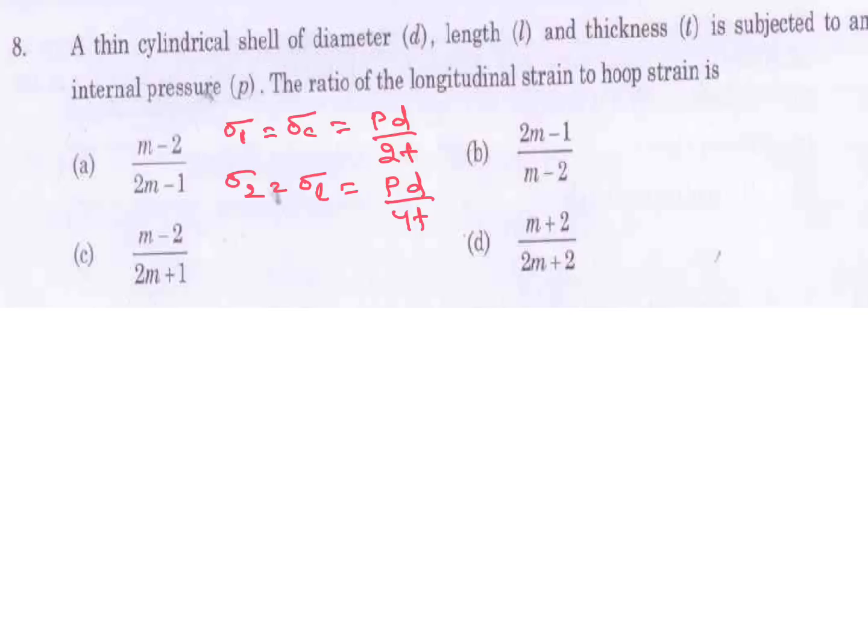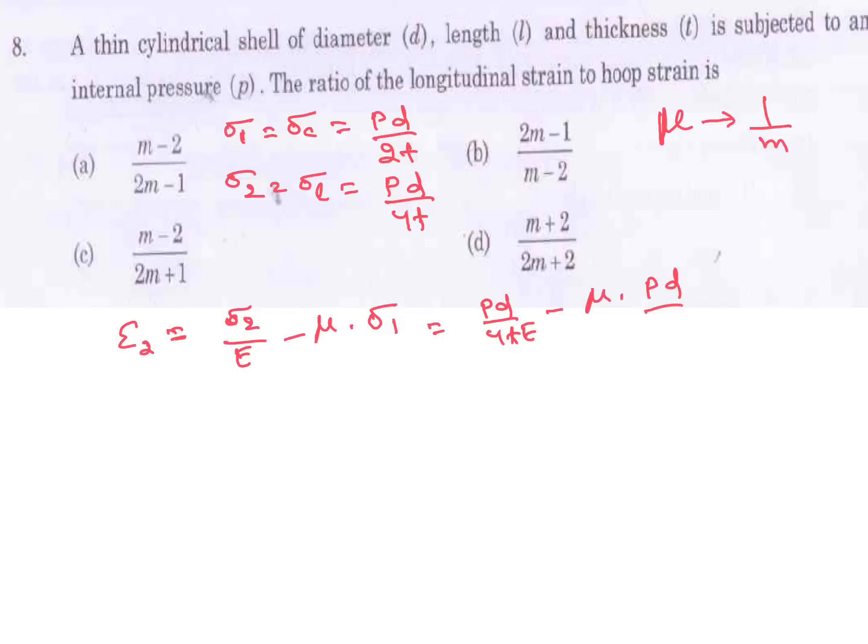So the ratio of longitudinal strain to hoop strain. First we will take sigma. Here one more thing, I am taking mu as 1 by m. So mu equal to 1 by m. Poisson's ratio is 1 by m. In this question it is not mentioned. You have to assume it. So longitudinal strain to hoop strain. Longitudinal strain is sigma 2 by E minus mu into sigma 1. So sigma 2 is PD by 4T E minus mu into PD by 2T.